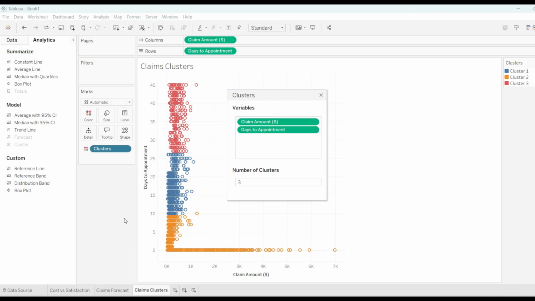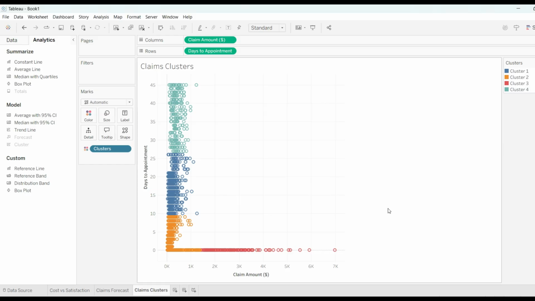Let's try 4. So when I teach this in my R and Python classes, we actually use code to determine which is the best number of clusters. Trying to do this manually and choosing the number of clusters is just silly.